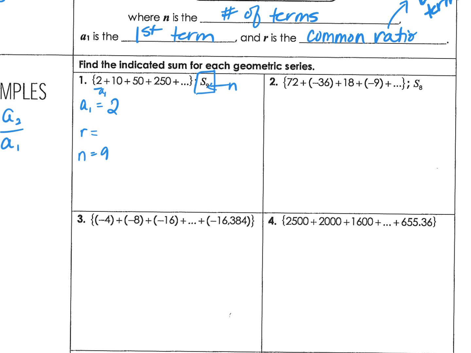To find r, we take one term and divide it by the term just before it. So 10 divided by 2 is 5. You can just do it in your head. That's fine, too. Now we take those three things and put them in the formula. S sub 9 is equal to a sub 1 times 1 minus r to the nth power divided by 1 minus r. And that gives you the sum.